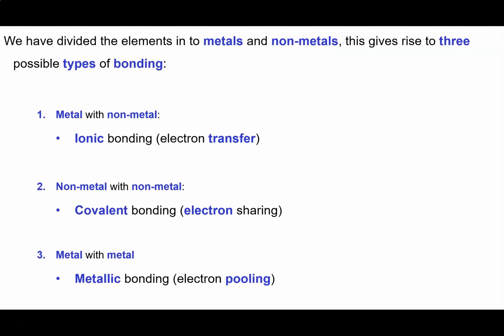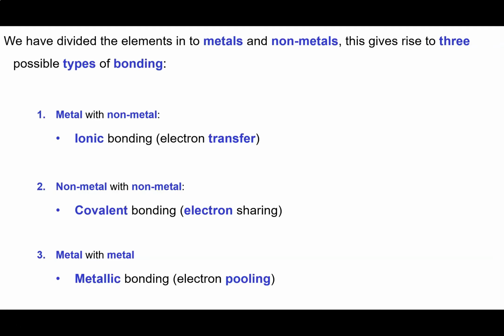So Chapter 7 is concerned with chemical bonding and molecular geometry and begins with a brief description of the ionic bonding model. So we've divided the periodic table into two types of elements, metals and non-metals. And this gives rise to three possible types of bonding. We can have metals bonding with non-metals, non-metals bonding with non-metals, and metals bonding with metals.